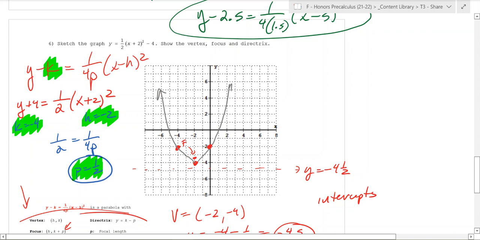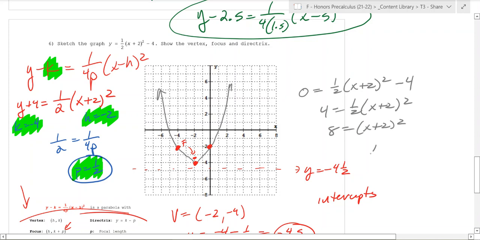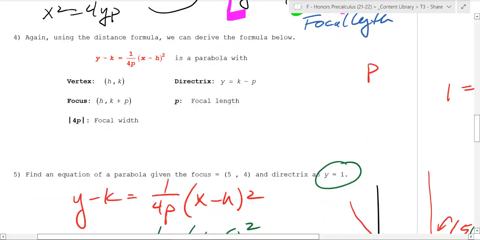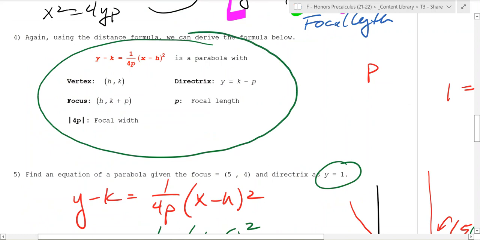So you could do the x-intercepts, and that's when y is 0. So 0 is equal to 1/2 of x plus 2 squared minus 4. So 4 is equal to 1/2 of x plus 2 squared. So 8 is equal to x plus 2 squared. So you get x plus 2 is equal to plus or minus the square root of 8. So x is equal to -2 plus or minus the square root of 8. That's going to be the distance from here to here. So that's plus or minus the square root of 8 right there. But that would be a great graph just like that. So just to recap, the thing you really got to know is right there. Super important, right there.